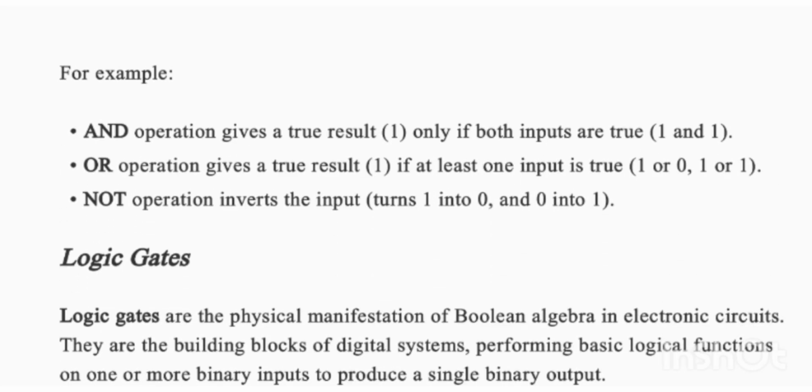For example, the AND operation gives a true result, 1, only if both inputs are true, 1 and 1. The OR operation gives a true result if at least one input is true: 1 or 0, 1 or 1. The NOT operation inverts the input, turning 1 into 0 and 0 into 1.